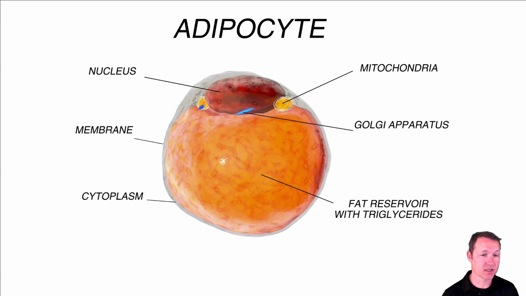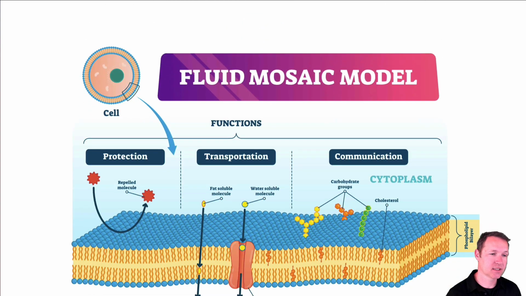It's got a mitochondria, Golgi, etc. But as you can see, it's predominantly this fat reservoir that's about 95% triglycerides, about 5% other lipids. So clearly, its main job is to maintain and hold on to these triglycerides in its reservoir.